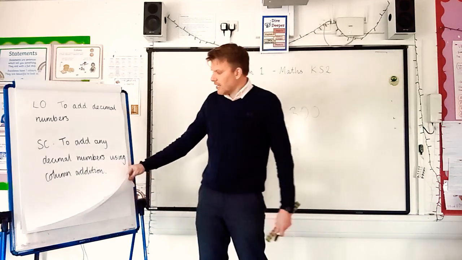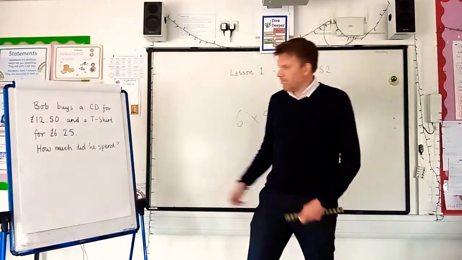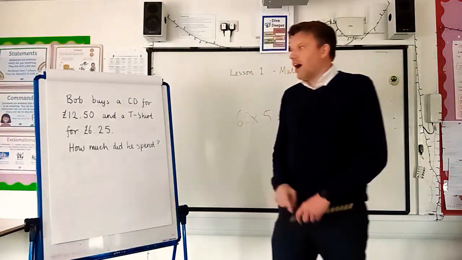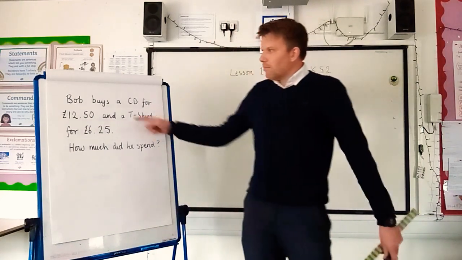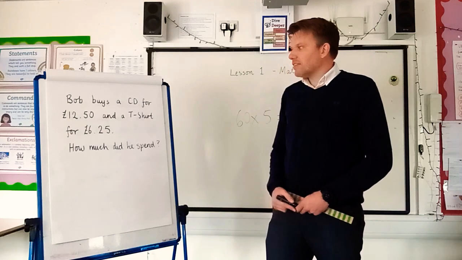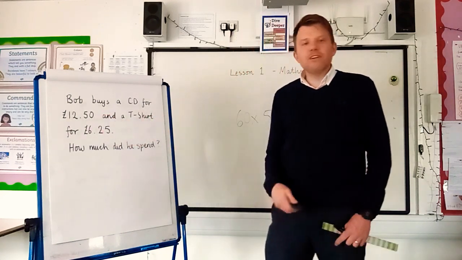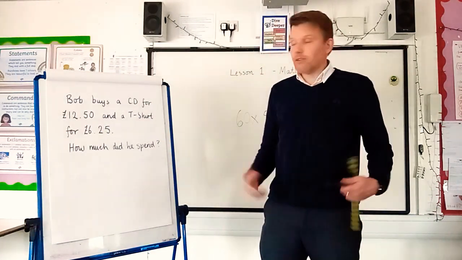First thing we've got is a word problem. If I can show you a bit clearer, I've got a word problem which we're going to have a go at answering. My mate Bob buys a CD for £12.50 and a t-shirt for £6.25. How much did he spend in total?